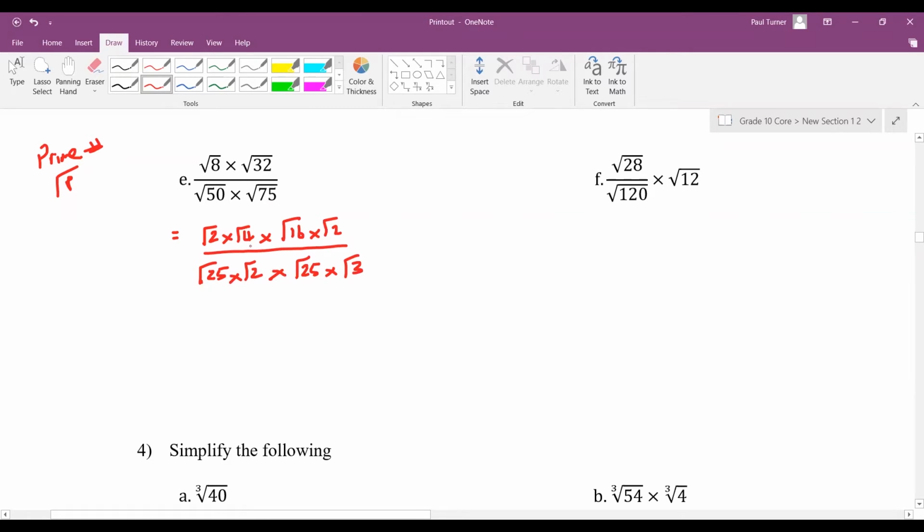Okay, so we've got root 4, so that would be 2. So we'll have 2 root 2 times 16 root 2, root 16 root 2, which is 4 root 2. And root 25 root 2, so that's 5 root 2. And root 25 root 3, that's 5 root 3. Now, what we could have done is root 2 times root 2 will be 2.